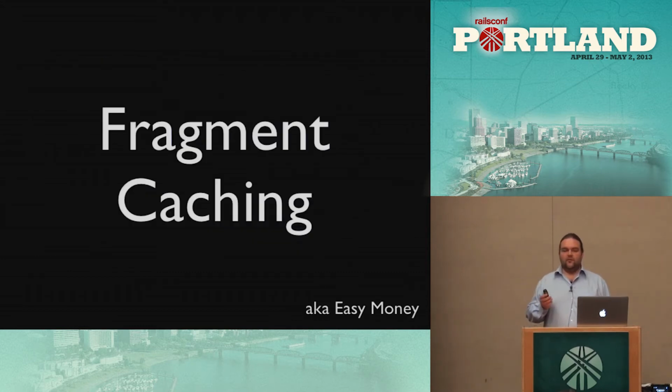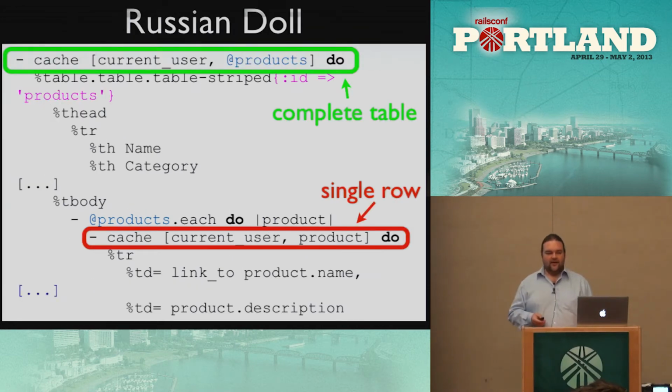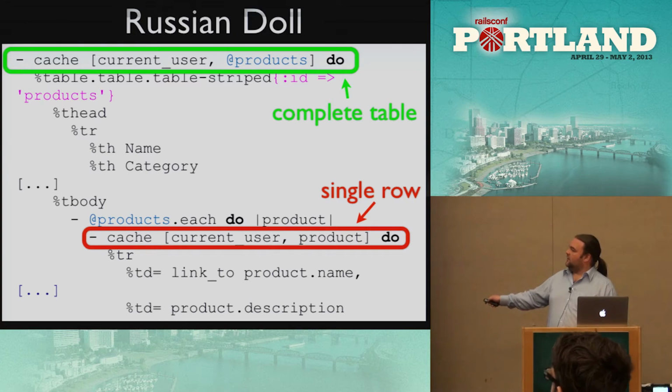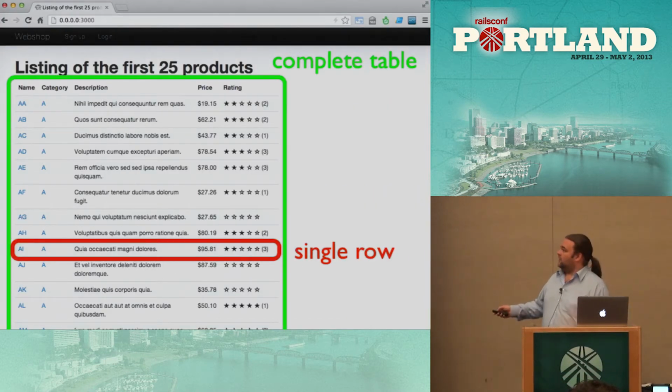So the first thing we're going to optimize is fragment caching. That's kind of the easy money. This part here is from the index view. That's the table. It's in Haml. It's like ERB, just easier. And I added a simple Russian doll. So I have a fragment cache here, and I have a fragment cache here. And you see it caches the user and the product and the whole table for that user. That's the same just for the table to give you an idea what it caches.